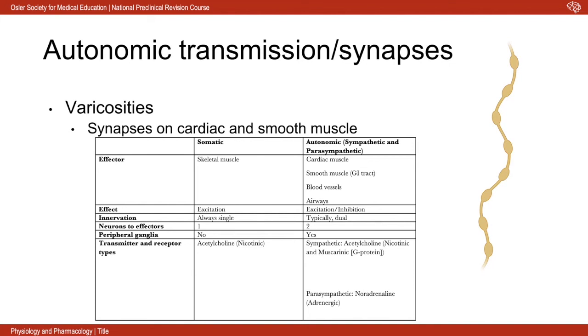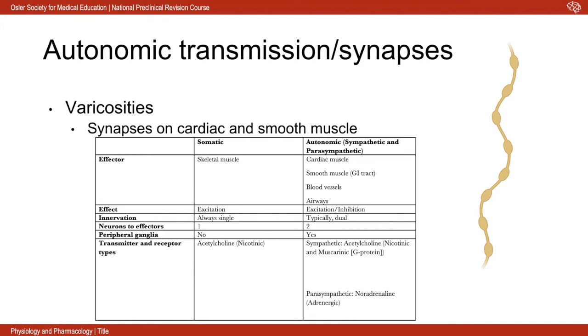I think for essays where the question is asking you to compare the somatic and autonomic nervous system, it might be useful to include a brief table just after the introduction, like the one on the slide, to demonstrate early on to the examiner that you are structuring your response logically.